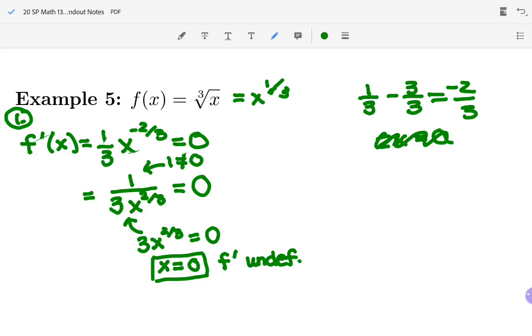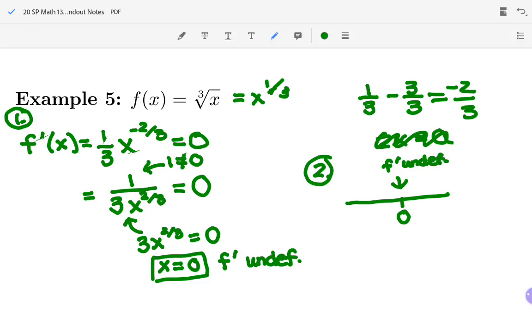Remember, critical numbers can make the derivative 0 or undefined. This one makes it undefined. It still goes into the original. You could take the cube root of 0, that's just fine. But because it's in the denominator, it makes the derivative undefined. So there's my one and only critical number. Next, I would be comparing it to my endpoints. But for this one, I'm not given endpoints, which means I have to make a sign chart. So I'm going to put 0 on my sign chart. This makes f prime undefined.